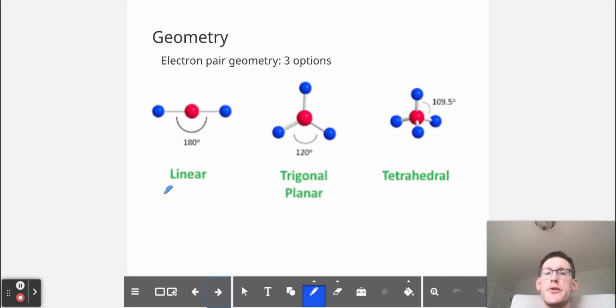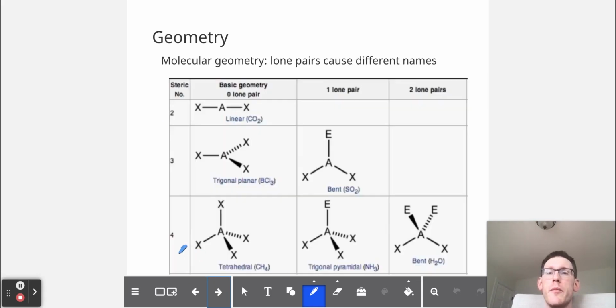On to electron pair geometry. There are only 3 options for it. There's linear, trigonal planar, and tetrahedral, when the steric number is 2, 3, or 4 respectively, and the bond angles are as shown. With molecular geometry, we get a little bit more deviation.